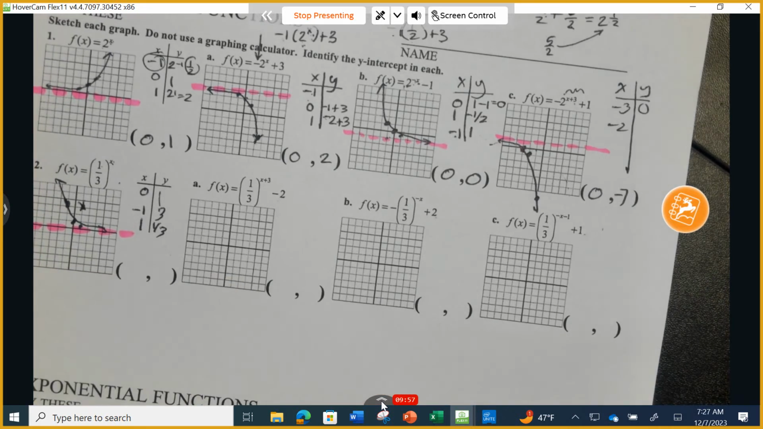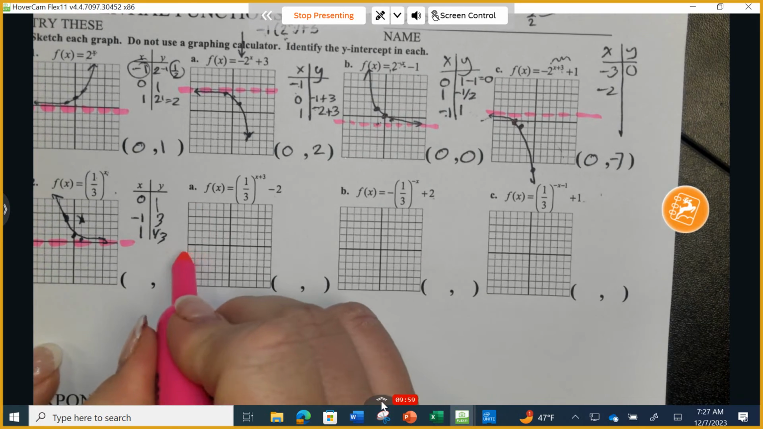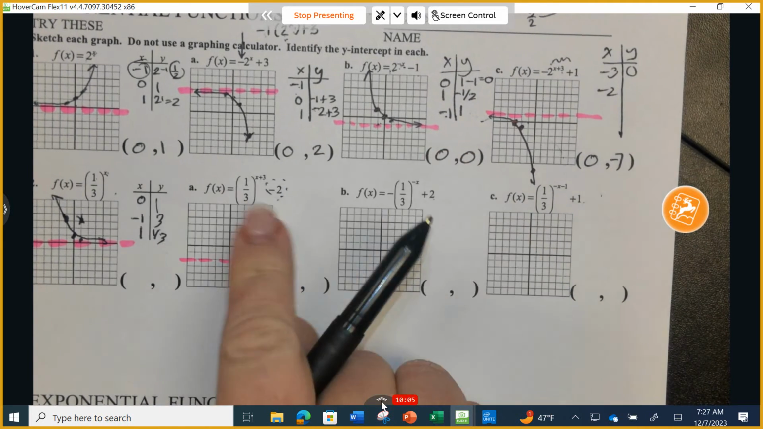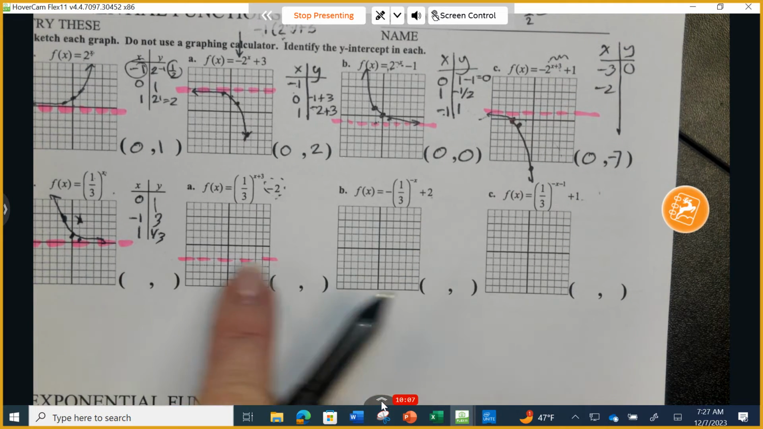Here, I'm going to have a vertical shift. Oh, I'm saying the wrong numbers here as I'm trying to rush. I have a vertical shift of down 2.